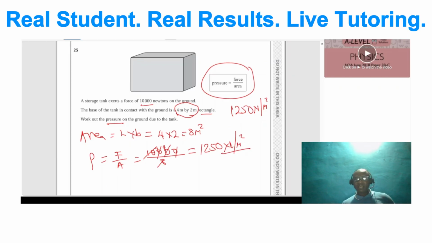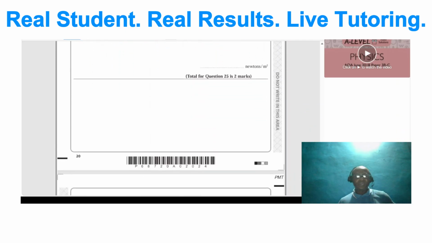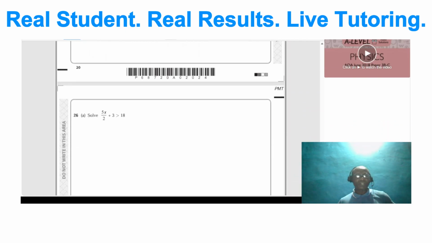So let's see the marks allocated to it. The question 25 has a total of 2 marks. So give it 2 marks for that part. So moving forward is next to question 26.